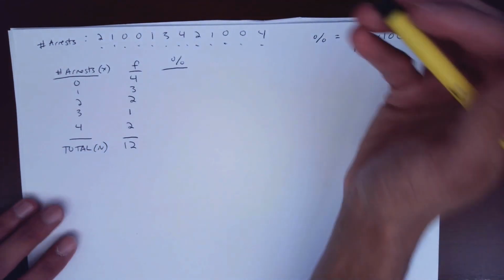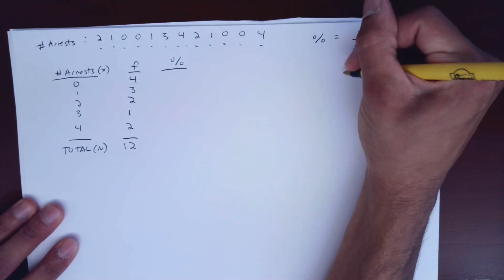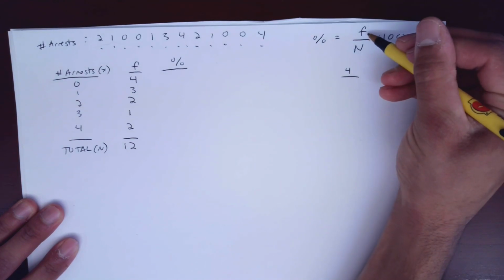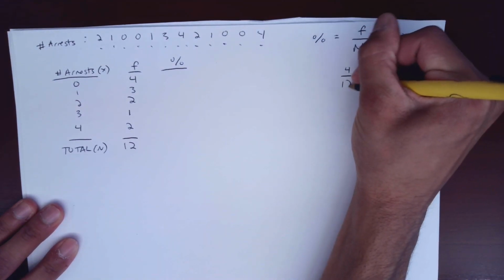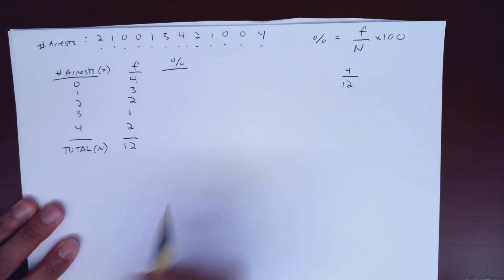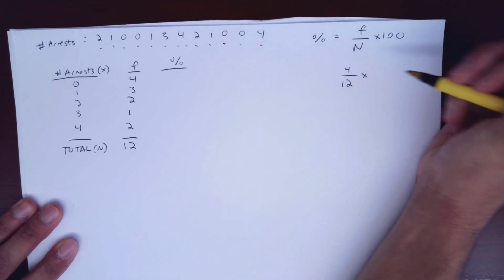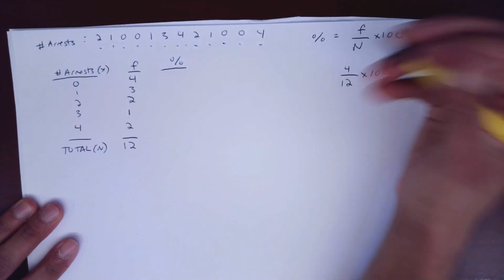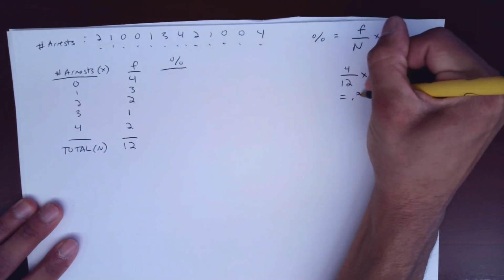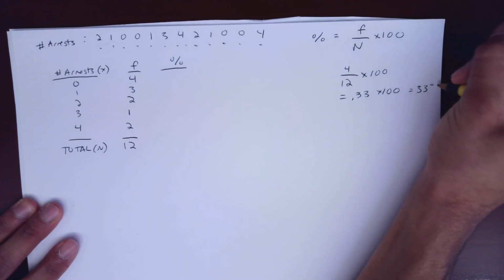So for our first one here, we can say that for our relative frequency, we're going to take our frequency of 4. So there's our RF is 4. Our total number of observations of 12. So double check over here, 12 is our total number of observations. And then take this fraction and multiply it times 100. If we do this, we get about 0.33 times 100, and that equals about 33%.